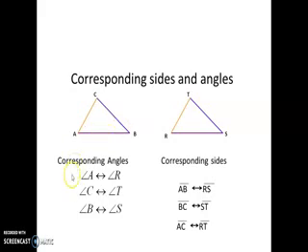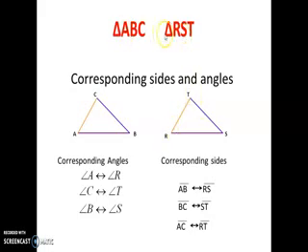So here angle A is corresponding to angle R, angle B is corresponding to angle S, angle C is corresponding to angle T. So we can write these two corresponding triangles using the congruent symbol like this. Triangle ABC is congruent to triangle RST.